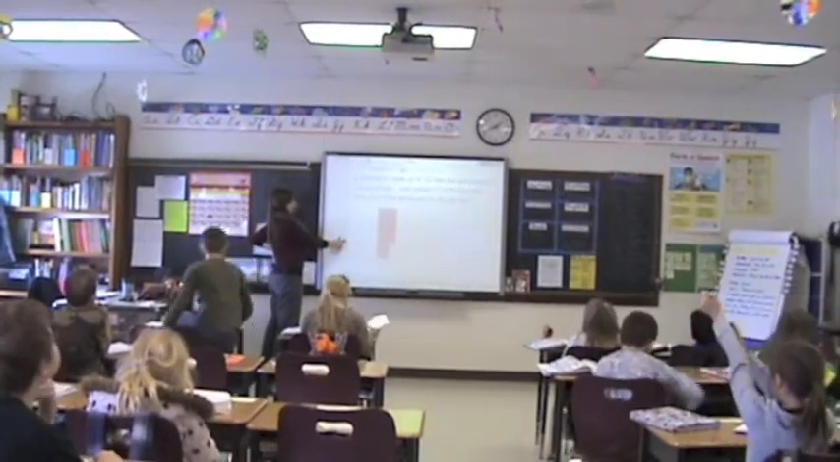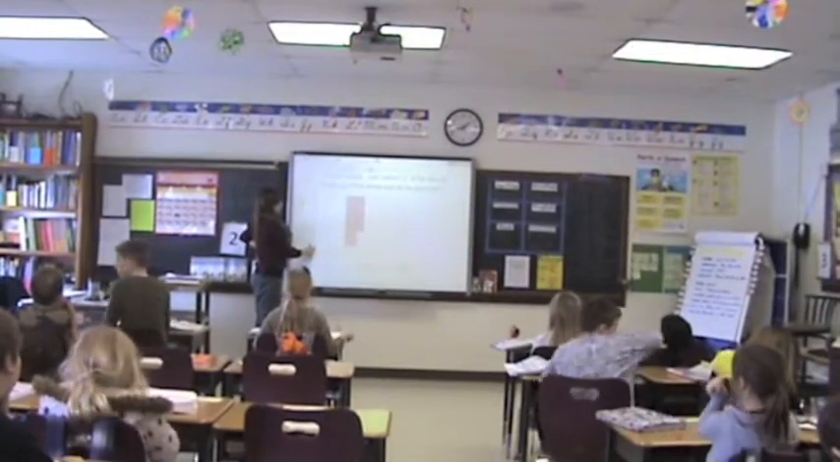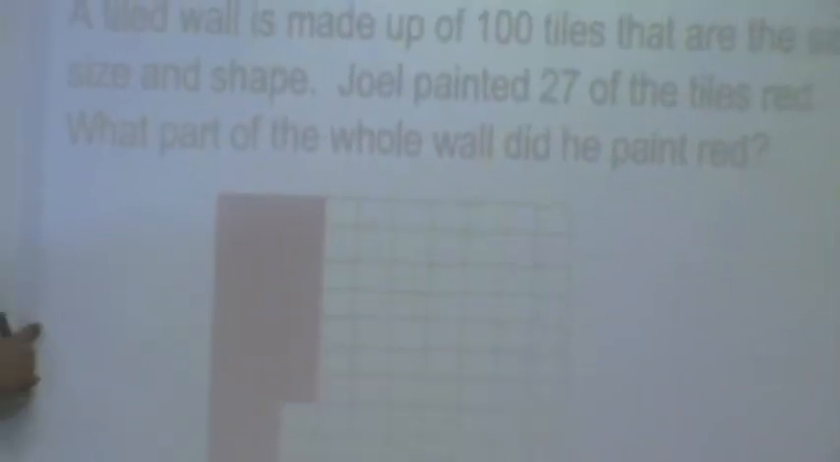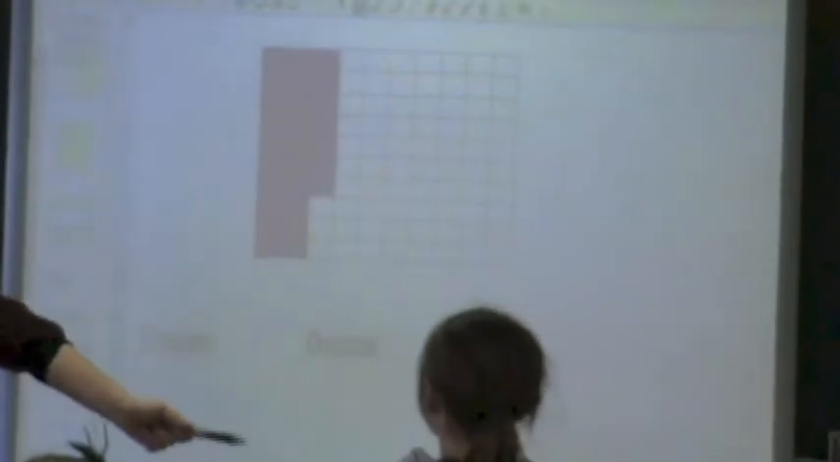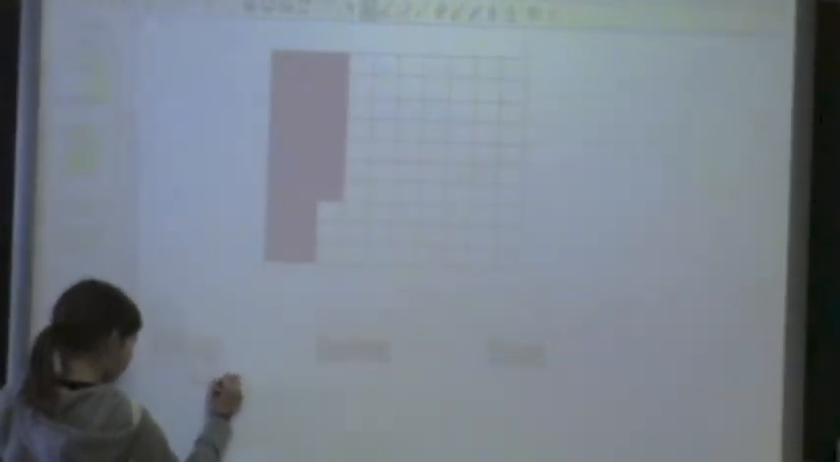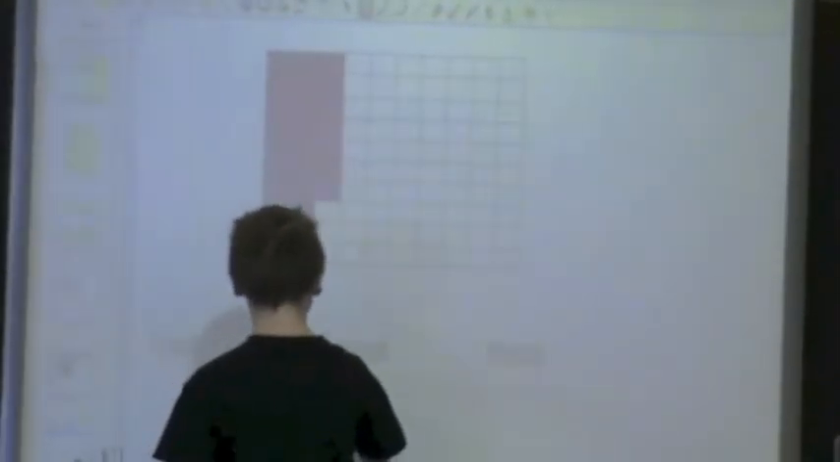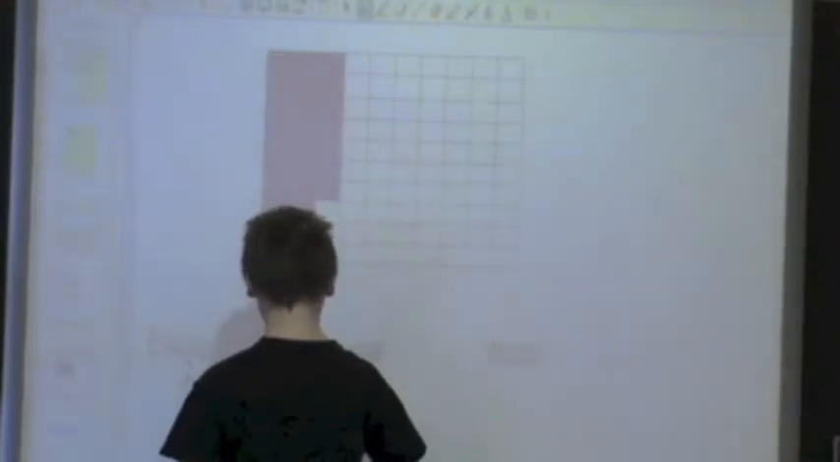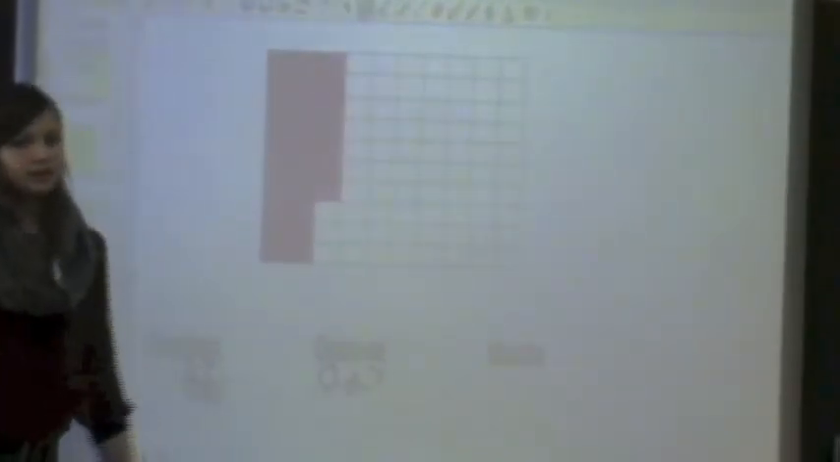A tiled wall is made up of 100, so we're doing hundredths now, tiles that are the same size and shape. Joel painted 27 of the tiles red. What part of the whole wall did he paint red? So 27 he painted red. Out of 100, who can write that as a fraction? Lydia? Okay, decimal. Trey? Very good. Okay, and the last one in words. Words. Dylan?